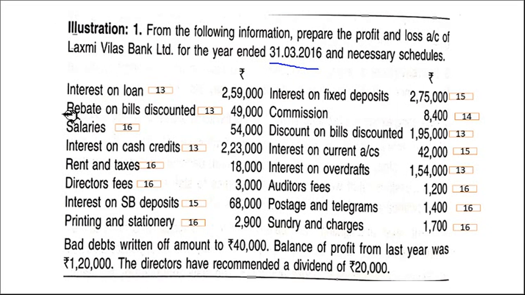Here they have given interest and loan, rebate, everything they have given as information. Then bad debts, some adjustments, last year profit, everything they have given. So what we are supposed to do, we have to prepare the profit and loss account. Okay. So let's recall it. I think you have studied the schedules, the different schedules, in the first class. So once you are clear with that, it is very easy for you.